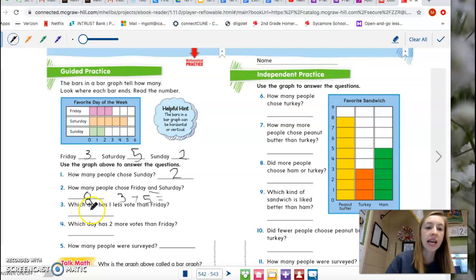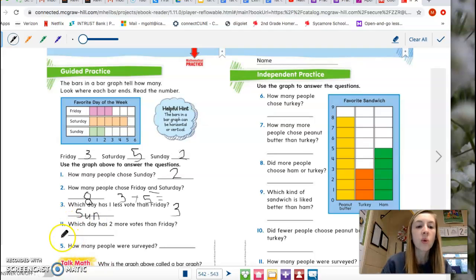It says, which day has 1 less vote than Friday? Well, let's think. How many did Friday have? Let's look. 3. So Friday had 3. Now we need to see, what was 1 less? It's easy to see and visualize here on the graph. We see that Sunday had 1 less. It had 2. You write the whole word. I'm just going to put S-U-N for Sunday because it's hard to write on this thing. Oh, there we go. Sunday.